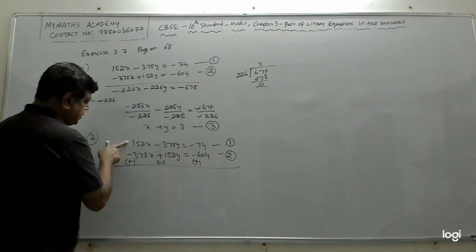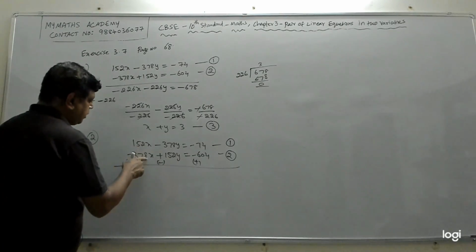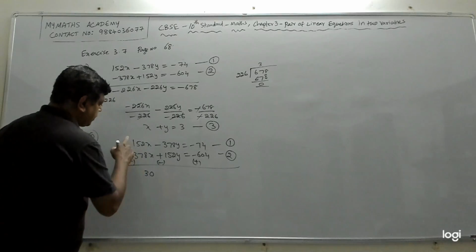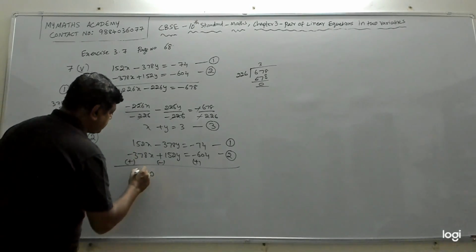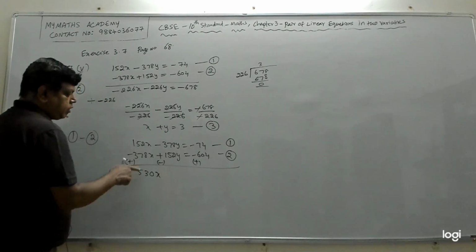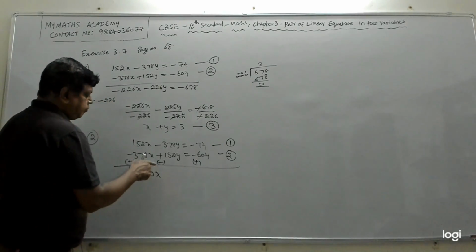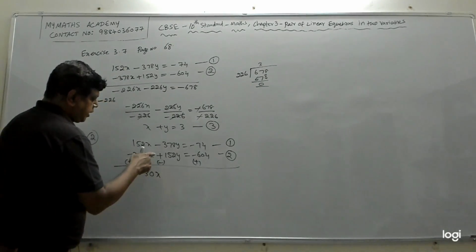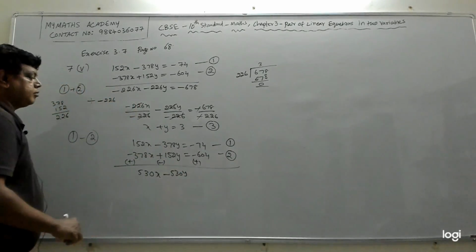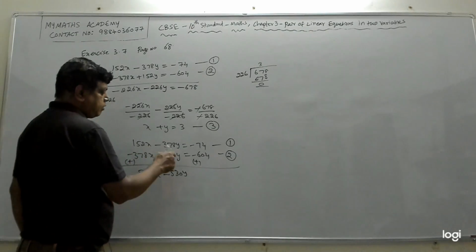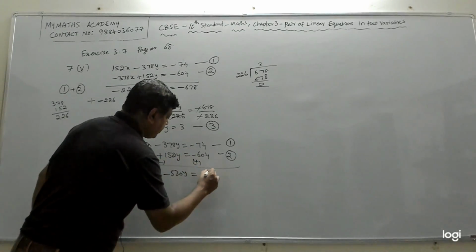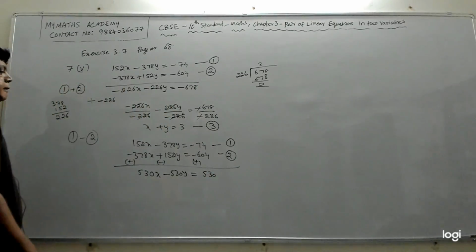You add, this is plus, this is also plus, which means we should add 8 plus 2, 10, carry 1, 12, 13, carry 1, 1 plus 1, 2 plus 3, 5. 530. Now this will be x. If you add, you get 530x, right? Then again, this will become minus 530y. Minus minus, so minus, add y. Equal to 604 minus 74 will give you 530.